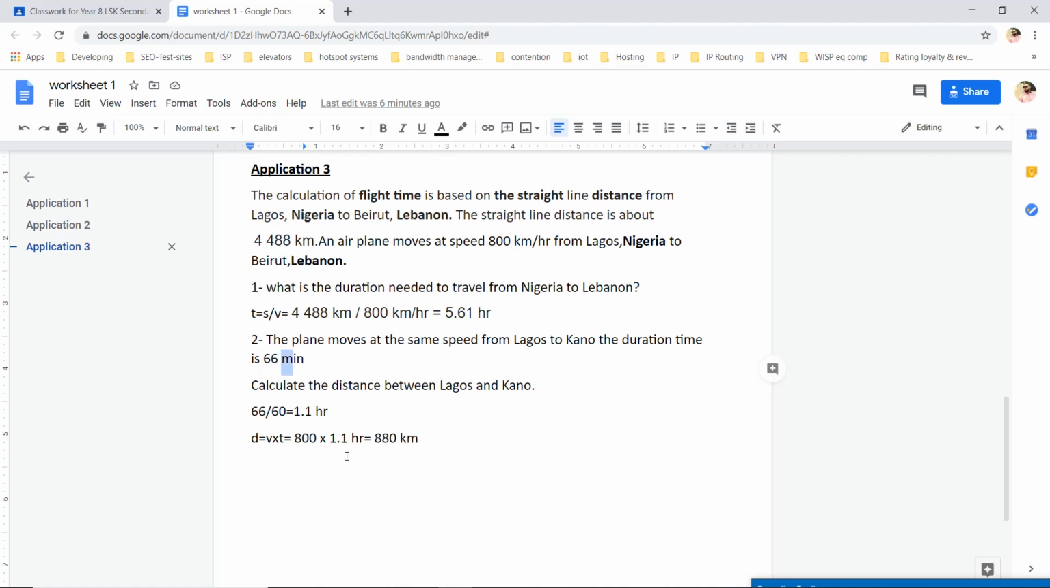But I can't use minutes. Why can't I use minutes? Because the unit of the speed is kilometer per hour. Hour. So I must use hours, not minutes. So I must convert from minutes to hours. So I must divide by 60 minutes. It gives us 1.1. So V is equal to 800 and time is equal to 1.1. So the result is 880 kilometer.